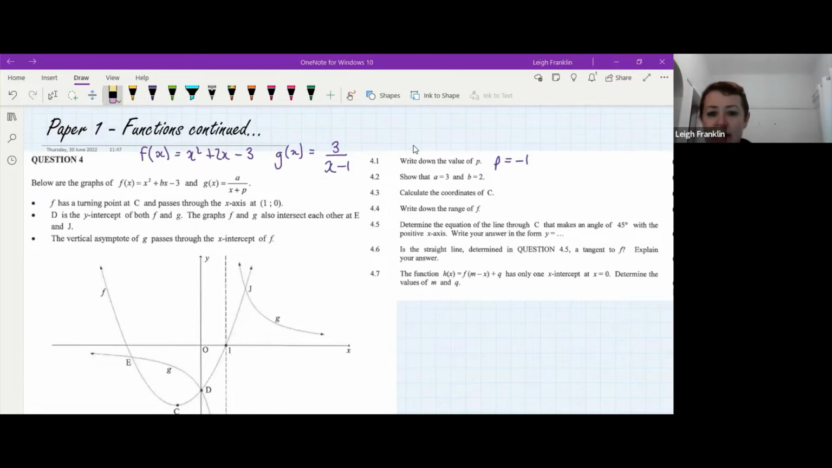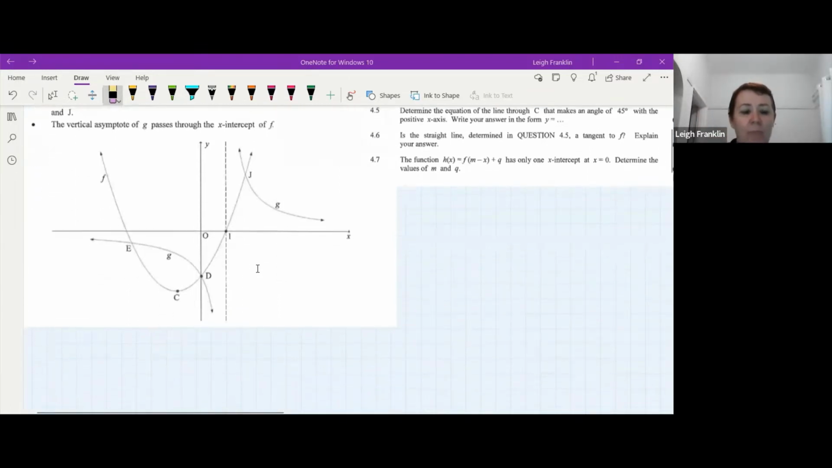Okay, next thing, calculate the coordinates of C. So if we go down and look at the diagram, what does C represent to us? It is the turning point. Indeed it is. Okay, so now there are 3 ways when you're in matric, if you've done calculus as well, but maybe if you haven't done functions in calculus, maybe not, but there are 3 ways that you can work out the coordinates at C. One way is to use calculus.